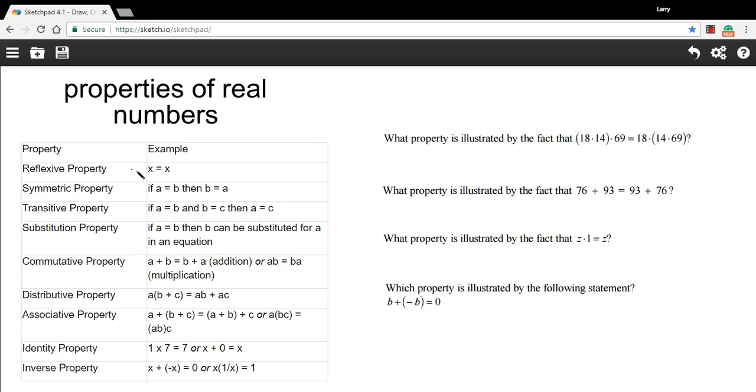Look at the reflexive property, for example. This fancy named property says x equals x. X is the same thing as x. Well, that just seems so obvious. Why would you even write it down? Well, that's what math teachers do sometimes.